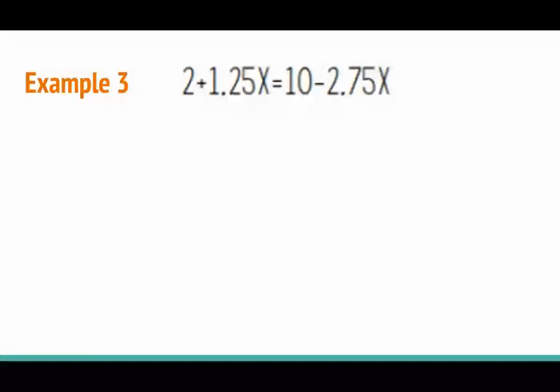All right, example 3. This one has decimals, but it's the same thing. 2 plus 1.25x equals 10 minus 2.75x. Our variable on the right-hand side is this x. It's negative. Therefore, the opposite is positive. So we're going to add 2.75x. And remember, you line up your x's with your x's, your r's with your r's, your constants with your constants.